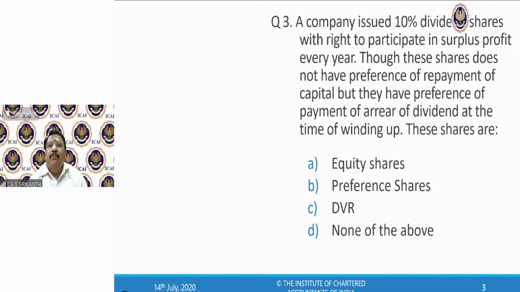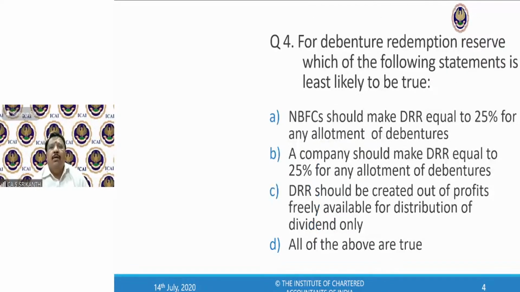A company issued 10% dividend shares with the right to participate in surplus profit every year. Though these shares do not have preference of repayment of capital, they have preference of payment of arrear dividend at the time of winding up. These shares are called DVR shares, differential voting right shares. So they have differential voting rights. They're getting more dividend.